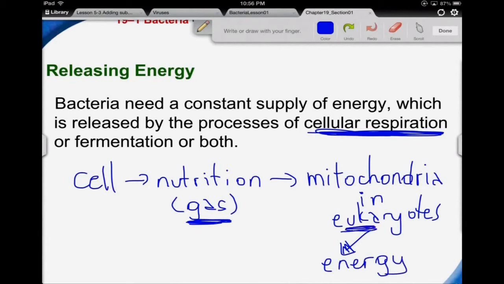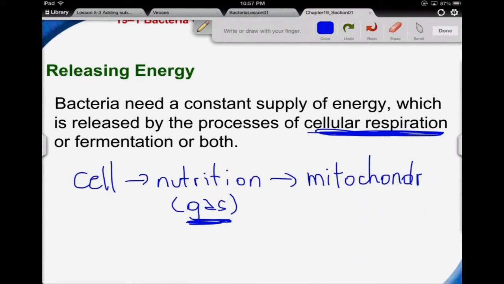I do this example with eukaryotes. I know we're talking about bacteria here, but you put the gas into the generator, and the generator produces the electricity that runs the house. Okay, so that's just a rough analogy.